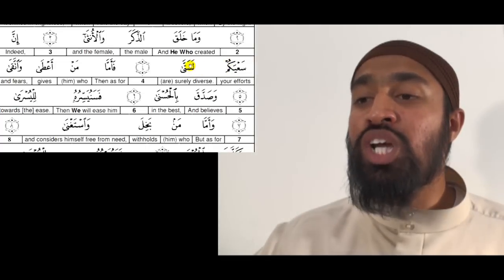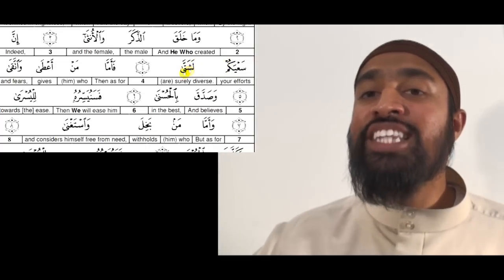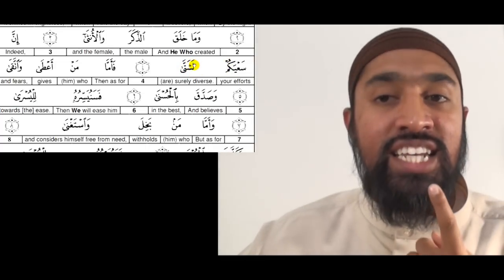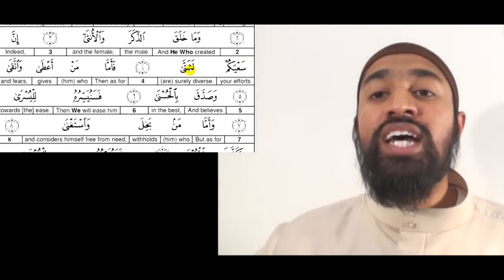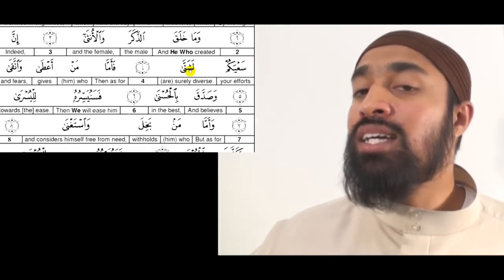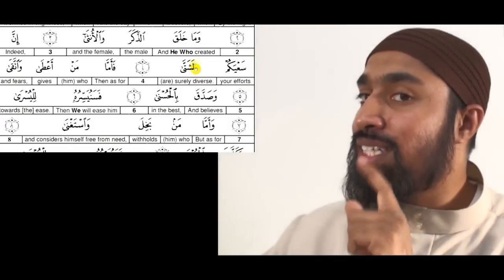Sa'yakum la shatta, shatta, shat, t. Don't make a t sound, but ta with the shatta. La shatta, ta. Can you see it? Tip of the tongue touches the back two teeth. Ta.